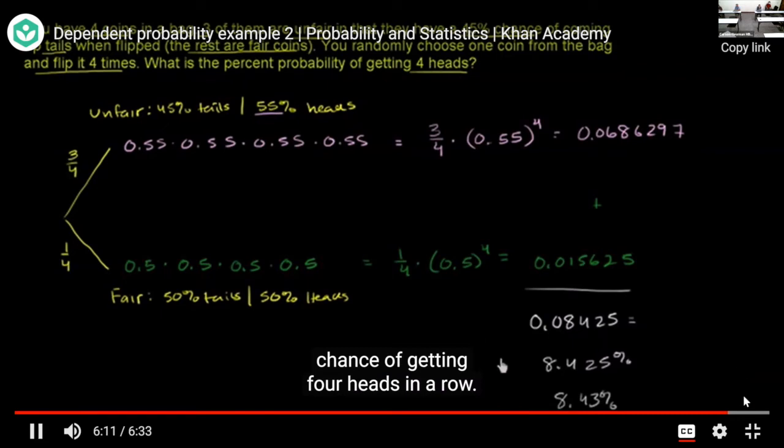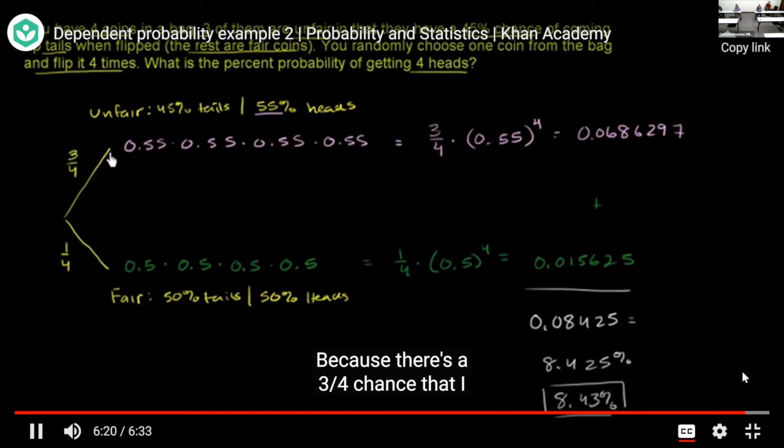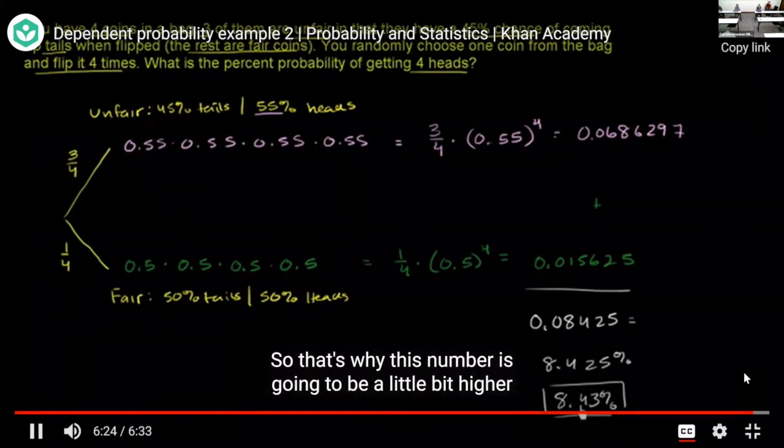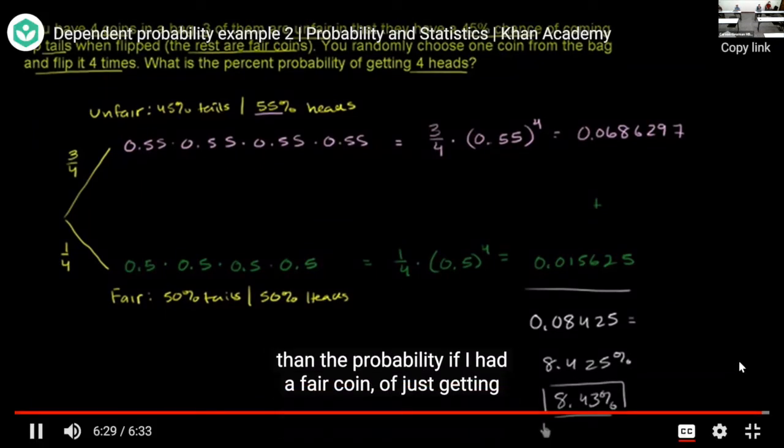And once again, that's a slightly higher number than if all of the coins were fair, because there's a 3/4 chance that I get a coin that has a better than even chance of getting heads. So that's why this number is going to be a little bit higher than the probability of a fair coin of just getting 4 heads in a row.